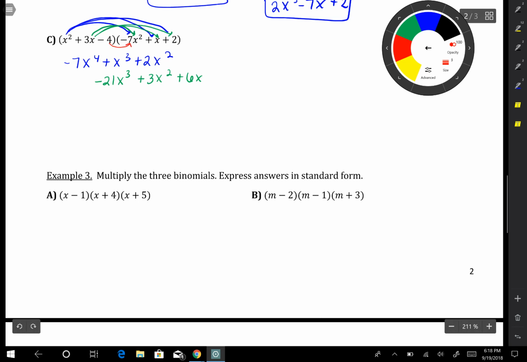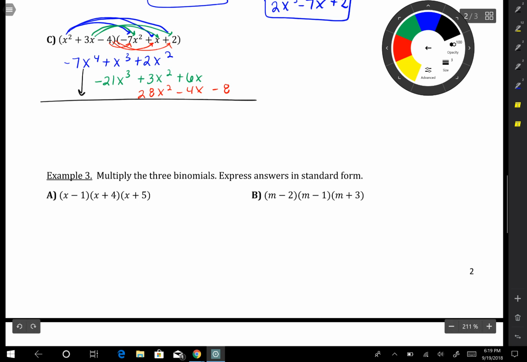Moving on to my last number that I need to distribute, which is negative 4. Negative 4 times negative 7x squared is a positive 28x squared. Negative 4 times x is negative 4x. And negative 4 times a positive 2 is negative 8. So I just did this one a little differently than the previous one. I aligned my like terms, so it just is easier to see them.